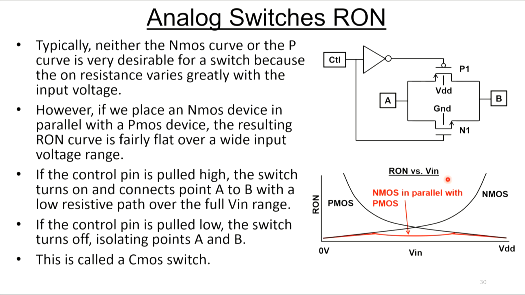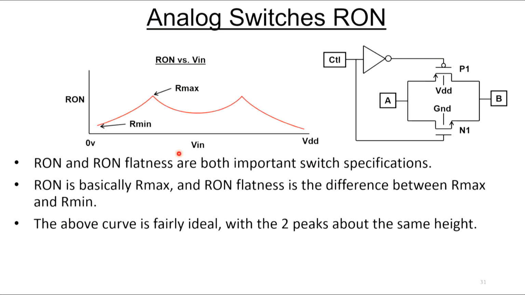However, if we place an NMOS device in parallel with a PMOS device, the curve is fairly flat over a wide range of voltages. And you can see what we're doing here. We're putting a PMOS device in parallel with an NMOS device, and then looking at the resulting resistance curve. This is called a CMOS switch. And this is kind of what the curve looks like from a resistance standpoint.